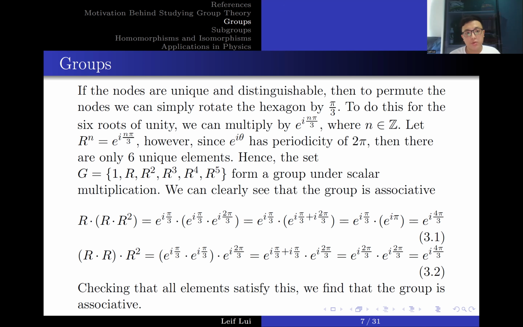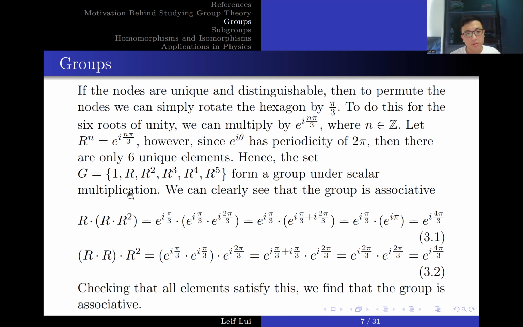So basically, why there are only 6 unique elements is that if we rotate by r to the 6, let's say, then we get 1 full r to the 6. If we substitute n equals 6 here, we get e to the i 2 pi. But that means we just rotated the whole thing by 2 pi, and this is exactly the same as not rotating it, by symmetry. And therefore it's degenerate with 1.